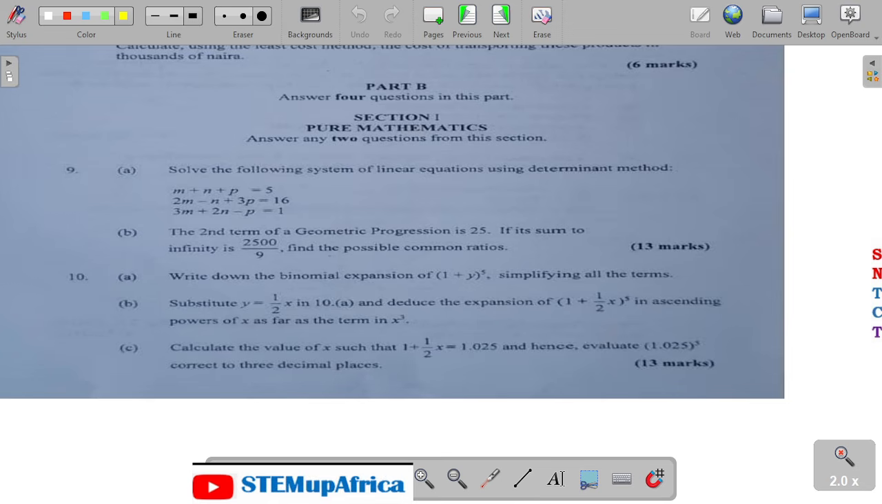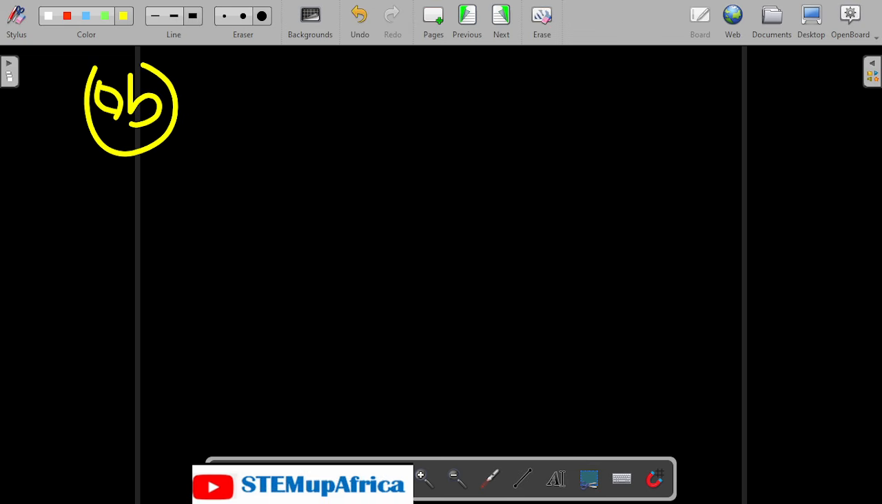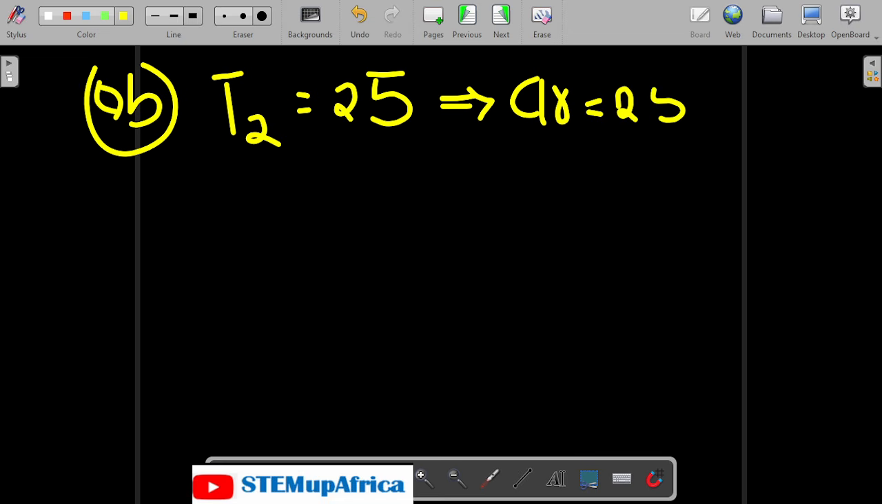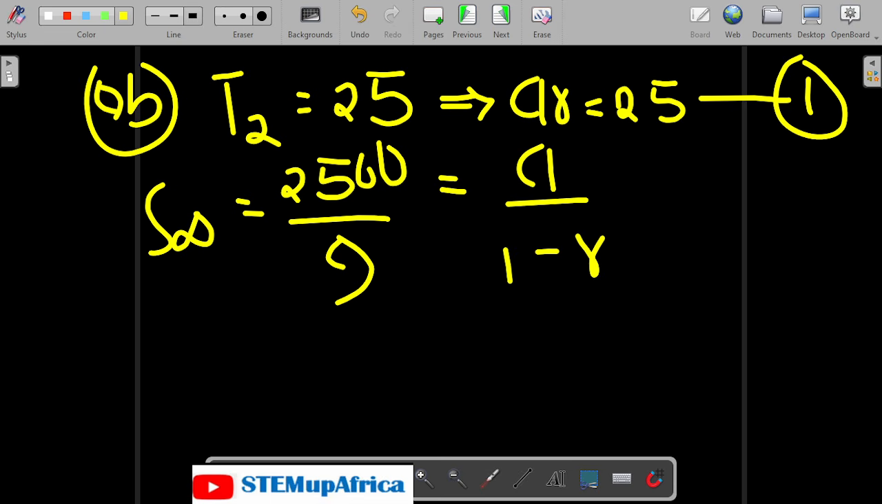Then 9b said the second term of a geometric progression is 25. If its sum to infinity is 2500 over 9, find the possible common ratios. Second term is going to be 25, sum to infinity is 2500 over 9. So 9b. Its second term is 25, which also implies that ar is equal to 25. Second term is first times the common ratio. Then it gave us the sum to infinity as 2500 over 9. And the formula is a over 1 minus r.